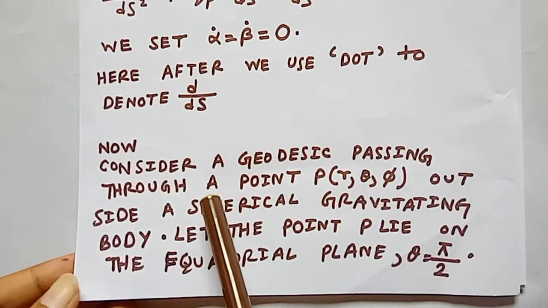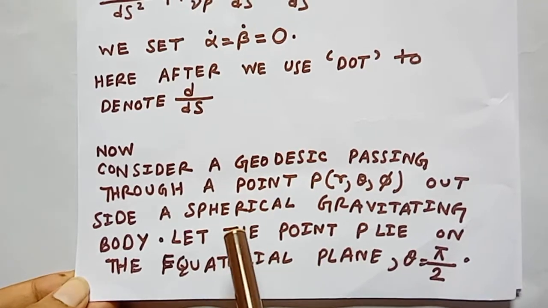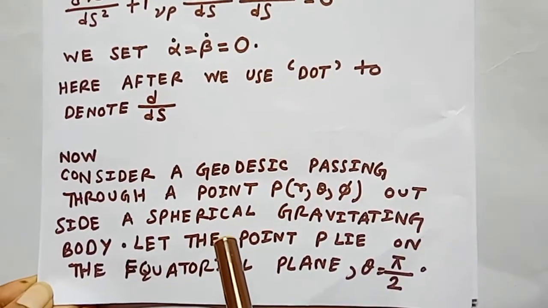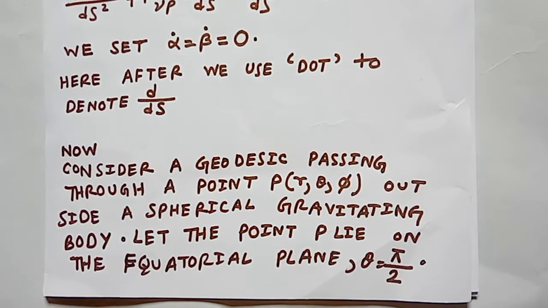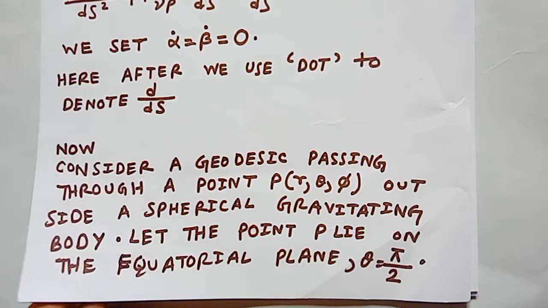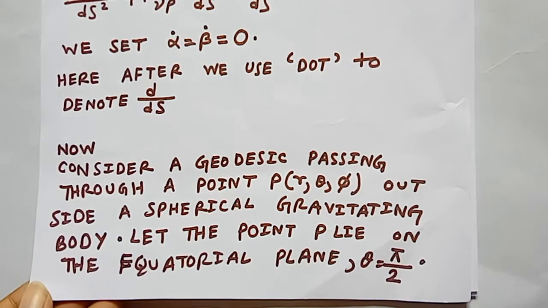Now consider a geodesic passing through a point P of r, theta, phi outside a spherical gravitating body. Let the point P lie on the equatorial plane. We know that on the equatorial plane, theta equals pi per 2, that is, theta at 90 degrees.